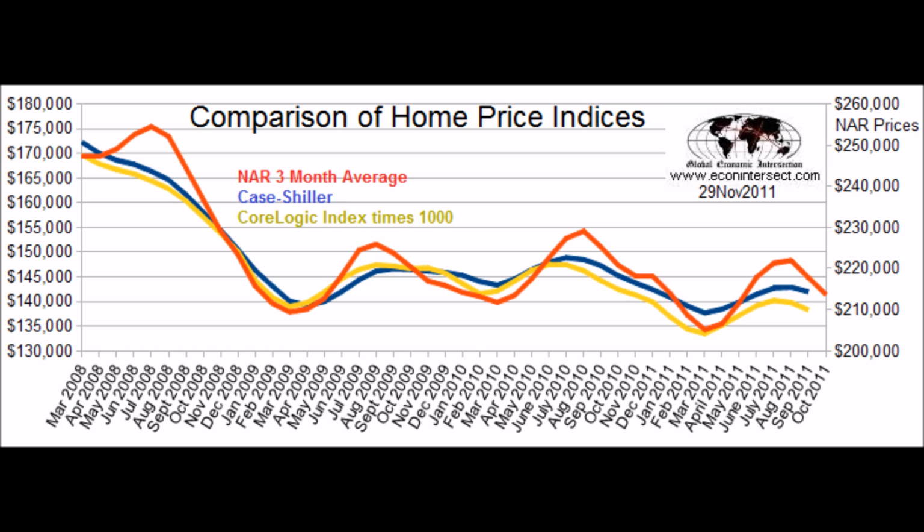If we examine this graph comparing the Case-Shiller Index and the NAR Index, we see that the NAR Index is much more sporadic than the S&P Case-Shiller Index and that it reports home prices much higher overall.